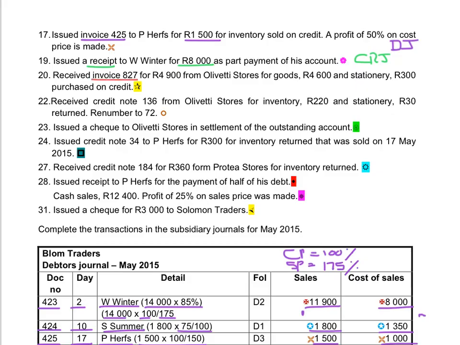Receive invoice 827 from Olivetti Stores, 4,800. So the total amount on the invoice is 4,900, so that is the amount that we owe them. We bought goods for 4,800 and stationery for 3,600. This was purchased on credit, so it will be recorded in the creditors journal.